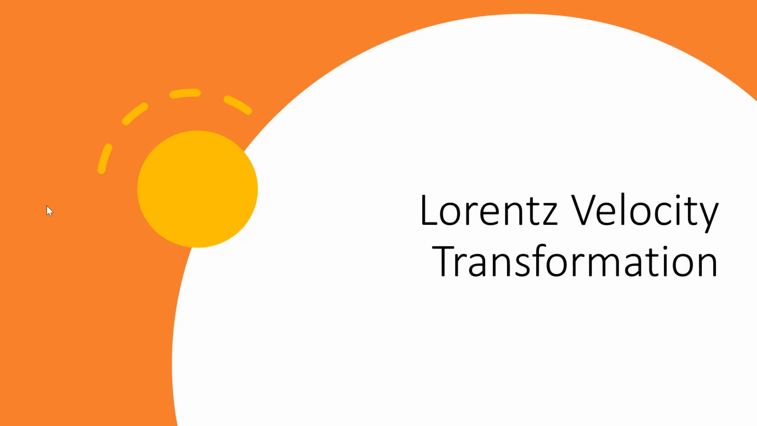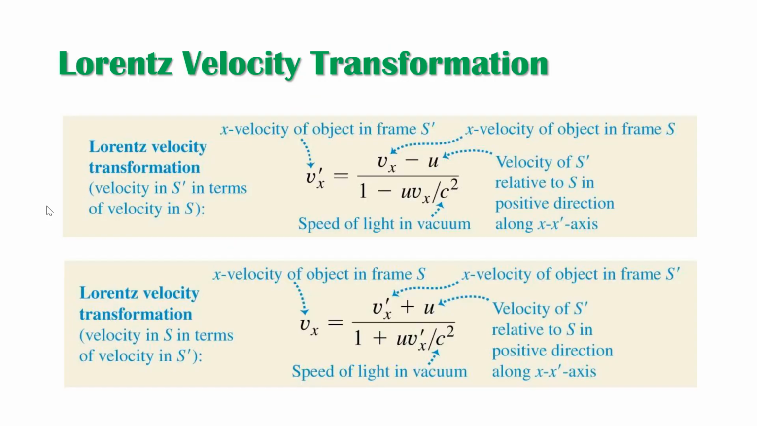Hi class. For this lecture video, we will be learning about the Lorentz velocity transformation. So the velocity in S prime in terms of the velocity in S is given by this equation. We have v sub x prime is equal to v sub x minus u divided by 1 minus u times v sub x over c squared.